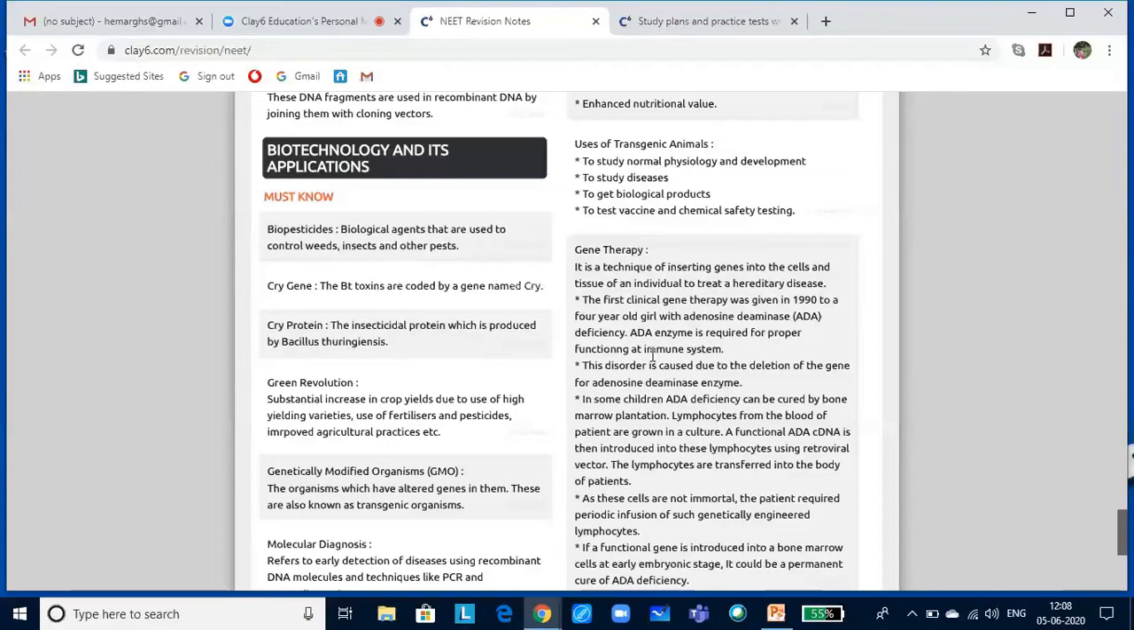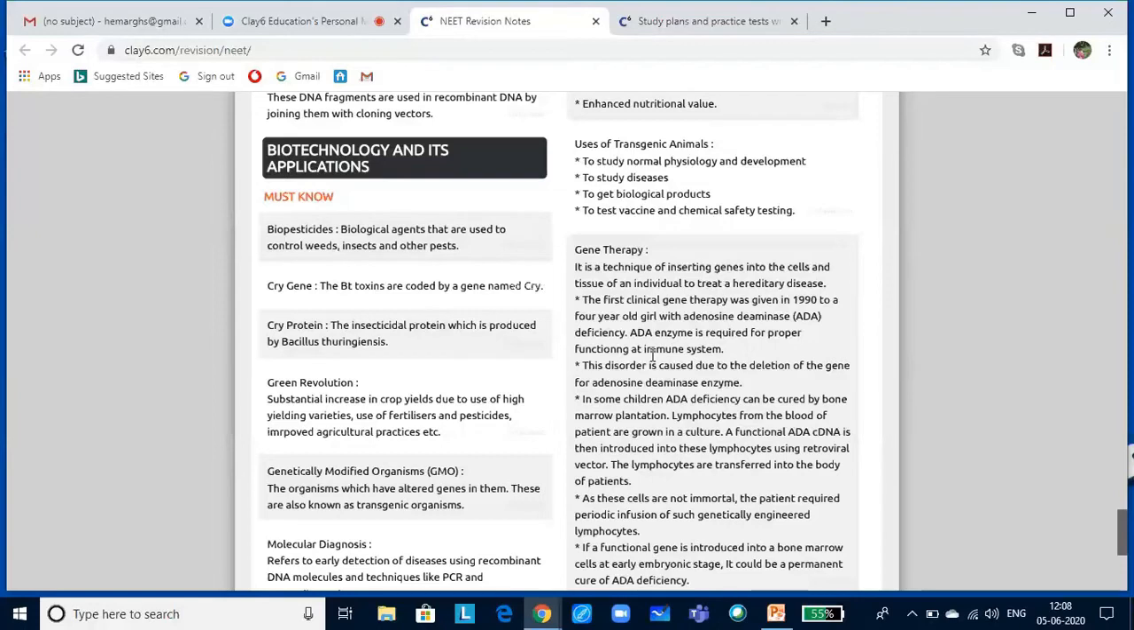Now, transgenic animals. Animals that have an alien DNA which is able to express in them are called transgenic animals. Reasons for making transgenic animals include studying normal physiology and development. They are specifically designed to allow the study of how genes are regulated, how the genes affect the normal functioning of the body, and how they affect growth and development.